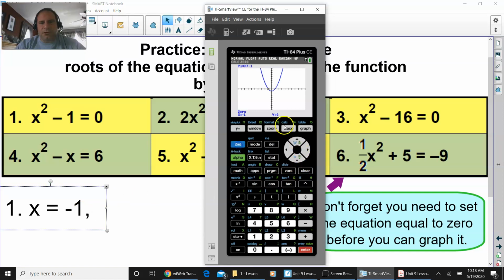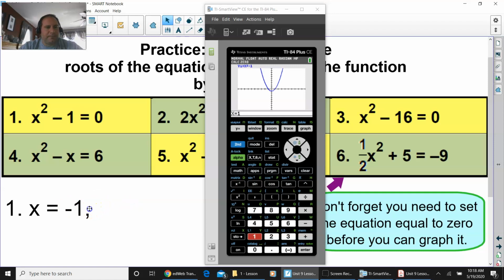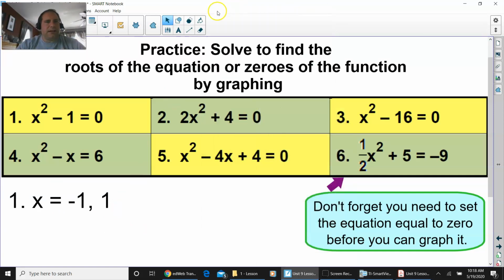And now I'm going to do it one more time. Second function, trace, and then press 2 one more time. And I'm going to go left bound, and there it is right there. And then right bound, right there. And then guess. I'm going to move it back to the right about there. And it is 1. X equals 1. And that's it. All right. Those are your zeros or roots.